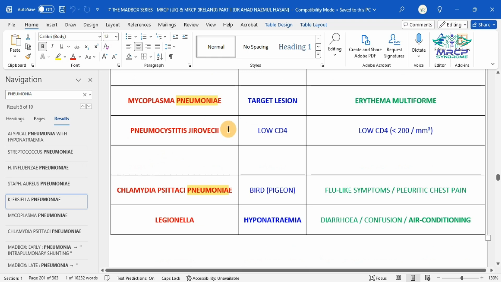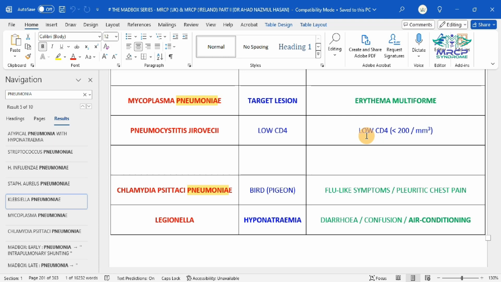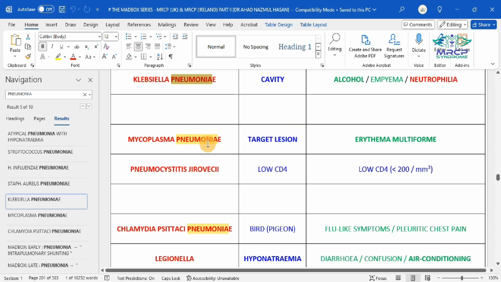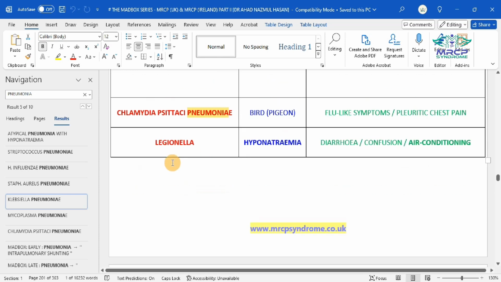And Pneumocystis jirovecii, they will have a low CD4 count. And whenever the CD4 count is less than 200, you need to go for prophylaxis with which drug? Oral cotrimoxazole. Yes, oral cotrimoxazole. And Mycoplasma pneumonia, they will come up with the dermatological target lesion related to erythema multiforme. Chlamydia psittaci, they are related to pigeon keepers. They will come up with flu-like symptoms, pleuritic chest pain.